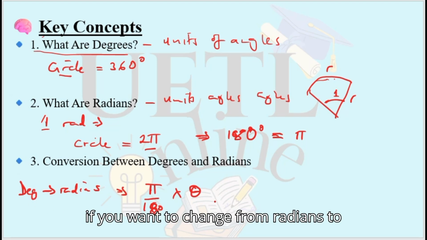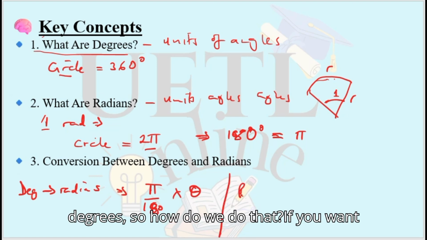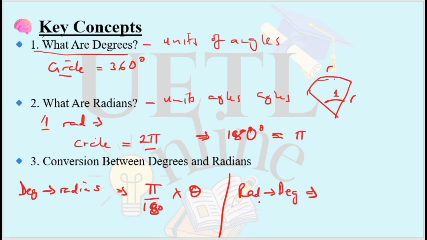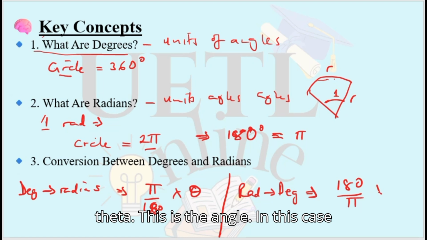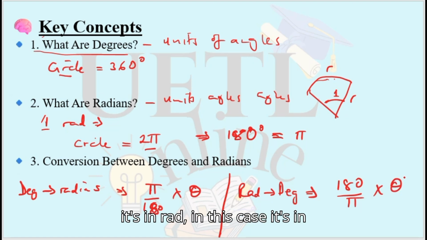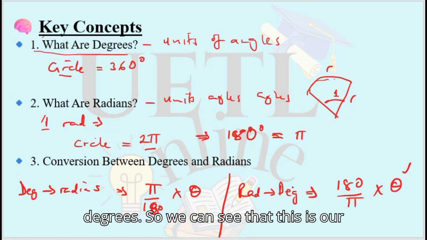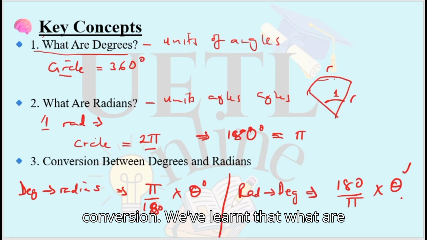If you want to change from radians to degrees, how do we do that? You just have to say 180 over pi times theta. In this case the angle is in radians, and in this case it's in degrees. So this is our conversion.